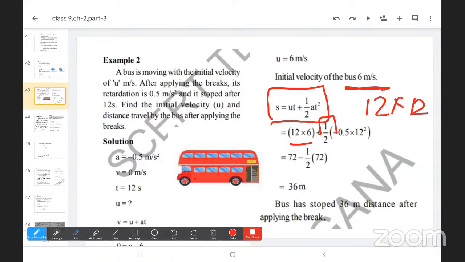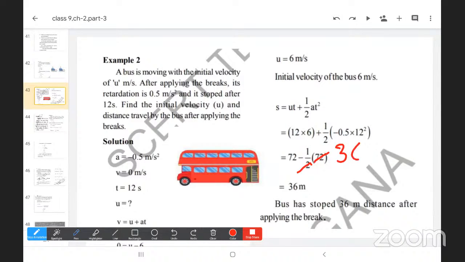We can do the multiplication also. So 144 into 0.5 will get 72. So here 72 minus half into 72 we have here. Here 2 ones are 2, 3 sixes are 36, that is right. So here we have 72 minus 36. So simply we got 72 minus 36 is 36.